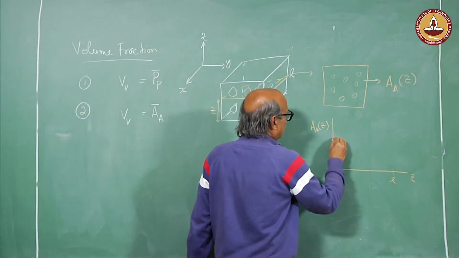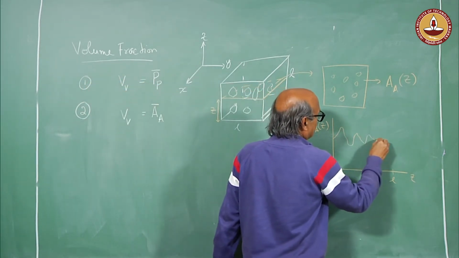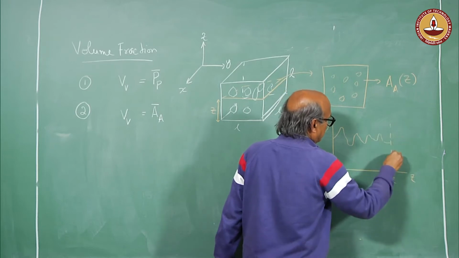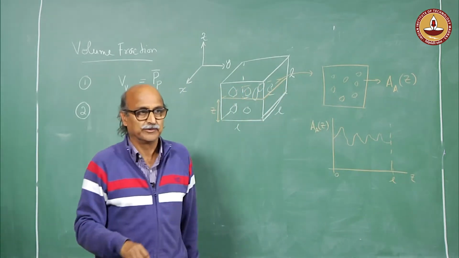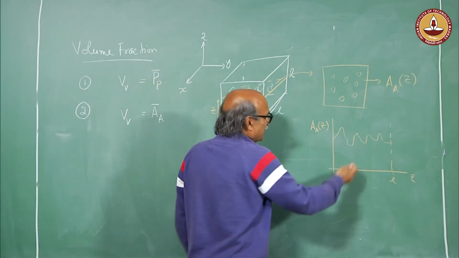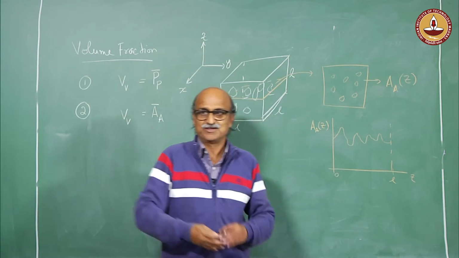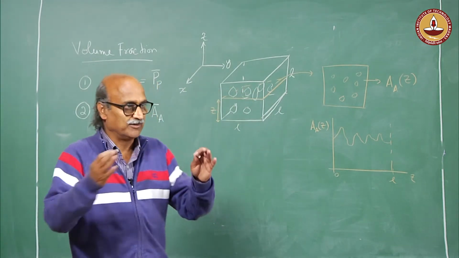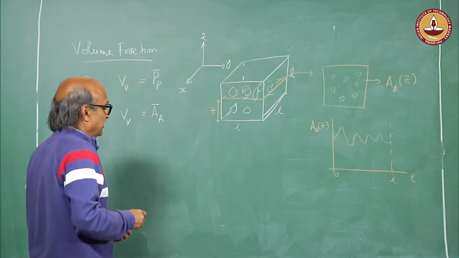may vary in some seemingly erratic manner. Okay. Somewhere it will be higher, somewhere it will be lower, and there will be some kind of an average. If I were to add up all of these, then I will get an average area fraction.